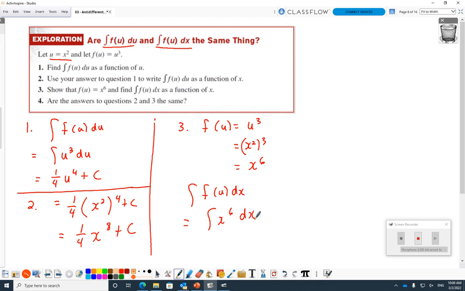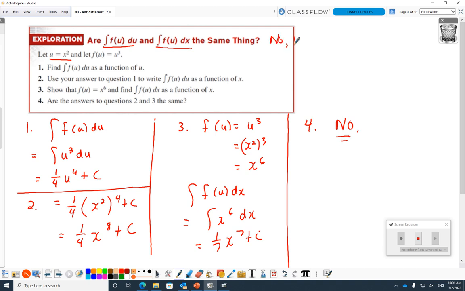F of u is x to the 6th. I put it in there. And then that answer is 1/7 x to the 7th plus c. Number 4. Are the answers to 2 and 3 the same? And the answer is no. They're not the same. Are integral of f of u du and integral of f of u dx the same? No, they don't have to be.